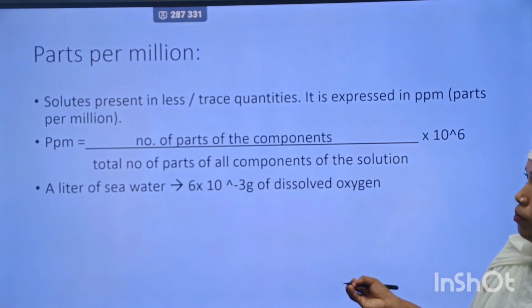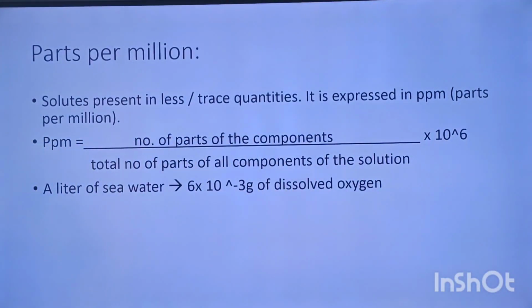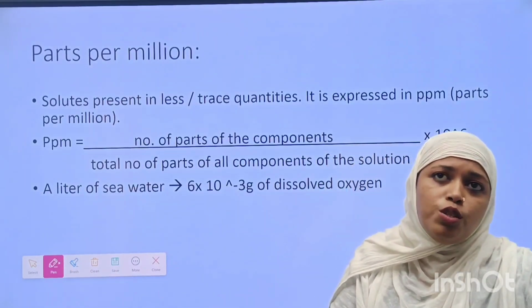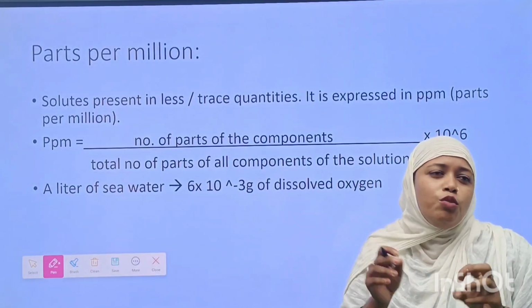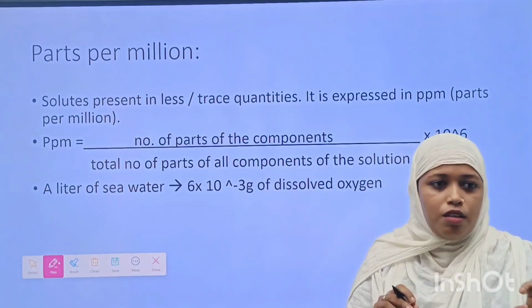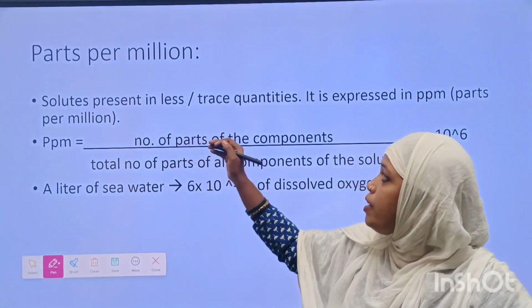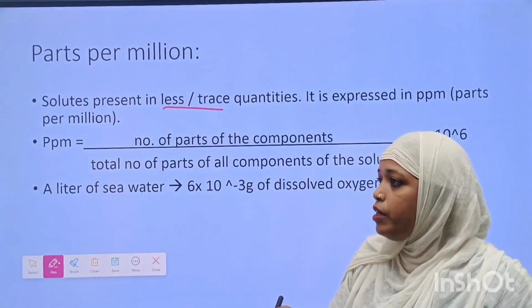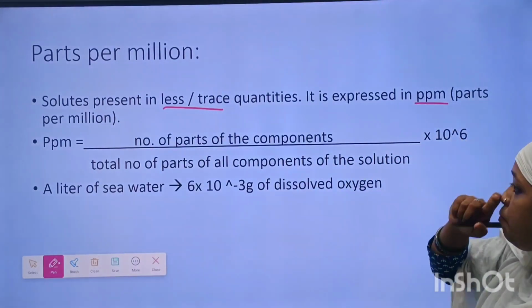Let's move further. Now we come to parts per million. I can give you a small example: suppose in a class we have 100 students, and among those 100 students a few do not score really well, they are very weak. So in those 100 students, 5 students means a very small quantity. In the same way, when solutes are present in very less or trace quantities, it is expressed in parts per million. Parts per million is written in short form as ppm.